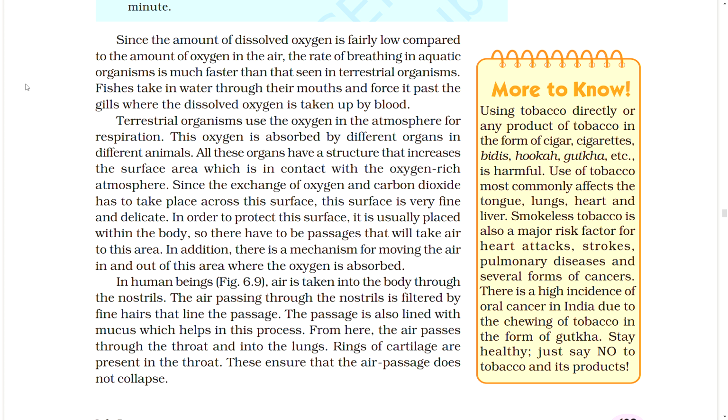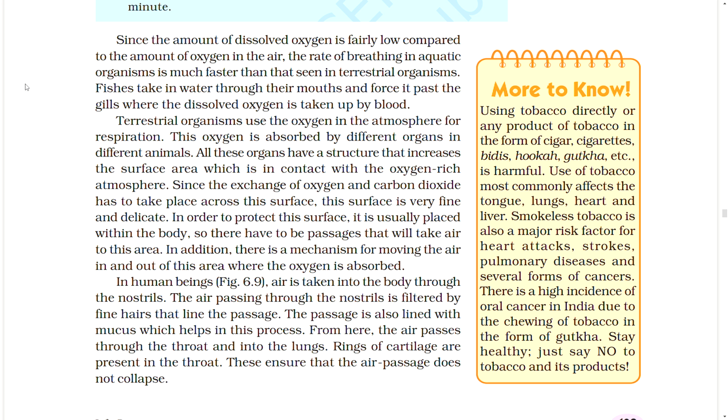All these organs have a structure that increases the surface area which is in contact with the oxygen-rich atmosphere. Since the exchange of oxygen and carbon dioxide has to take place across this surface, it is very fine and delicate. In order to protect this surface, it is usually placed within the body, so there have to be passages that will take air to this area. In addition, there is a mechanism for moving the air in and out of this area where the oxygen is absorbed.